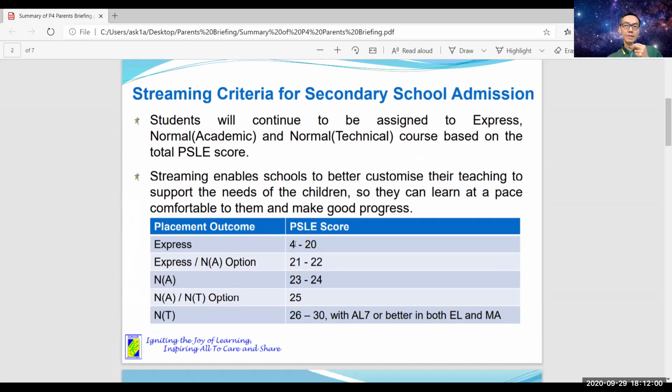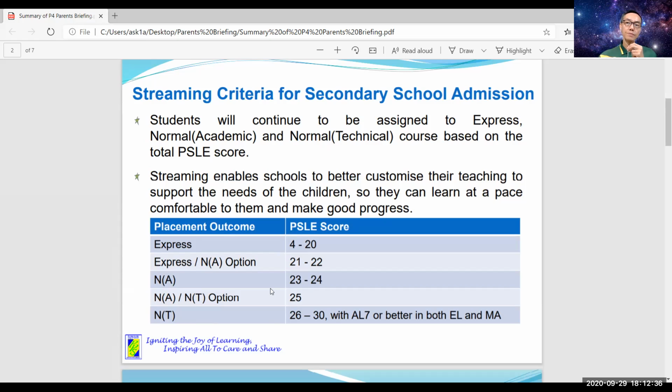Those PSLE students from 2021, if they have a score of 4 to 20, will be promoted to Express in secondary. And these are the other scores: 21 to 22, they have an Express or NA option. Those from 23 to 24 will go to NA. And at 25, they have an NA or NT option. Those from 26 to 30 will be posted to NT.